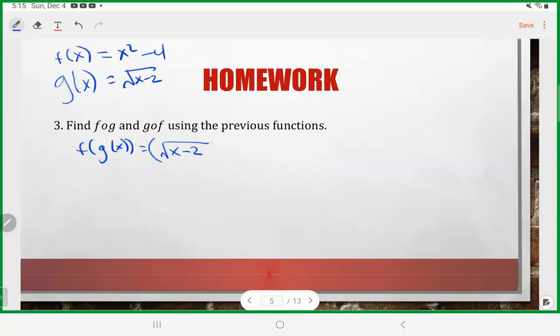Let's try. It should be square root of x minus 2 squared, and then minus 4. So we should get x minus 2 minus 4, which is x minus 6. Did you get x minus 6? I think I might have done it wrong. Simple calculation errors, not too big of a deal, but you get the concept, right? So let's do the next one. What did you get for the next one?